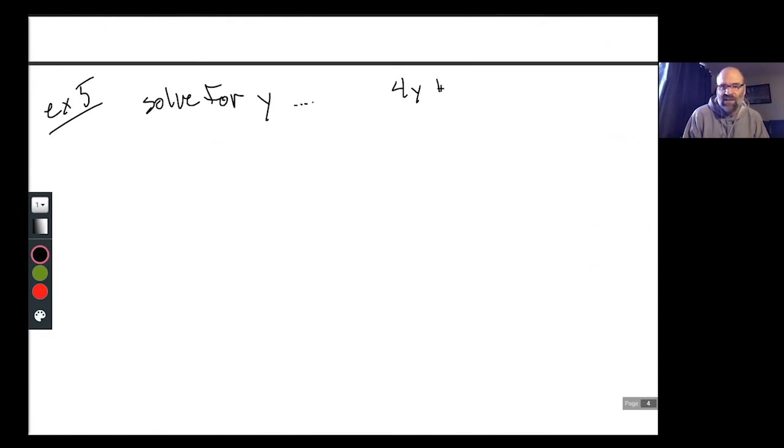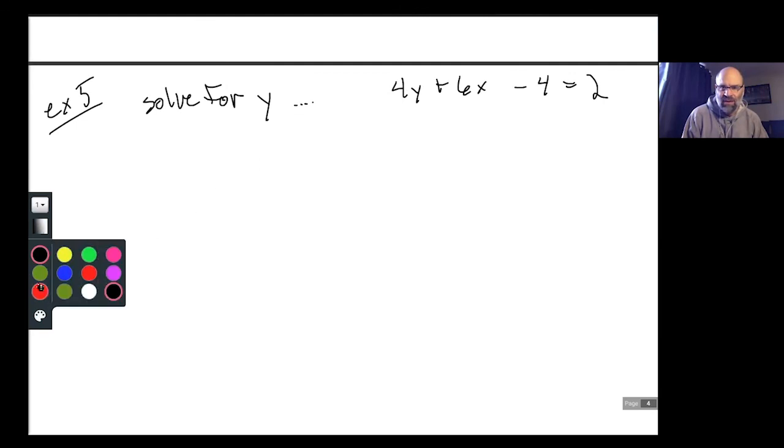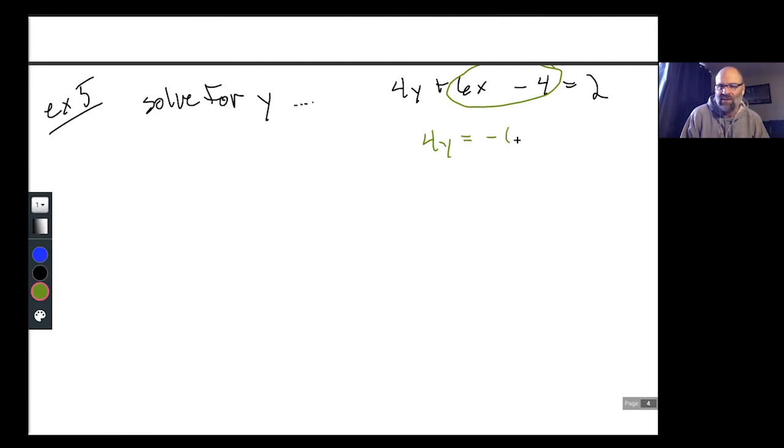4y plus 6x minus 4 equals 2. Okay, so we're going to solve for y. So there's no cleanup on the left side, no cleanup on the right side. So step 2 is, are there y's on both sides? Nope. So step 3, get rid of everything else except the y terms. So get rid of the constant and the other variable terms. So I'm going to bring all this over here. Let's try the shortcut. So 4y equals a negative 6x over here, and then a positive 4 over here. Well, there's already a 2 over there. So a positive 4 and a 2 become a positive 6.